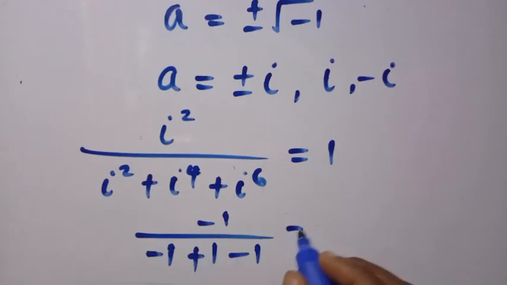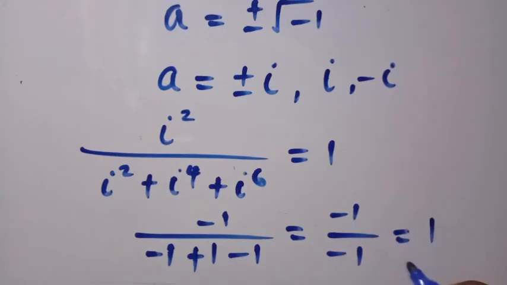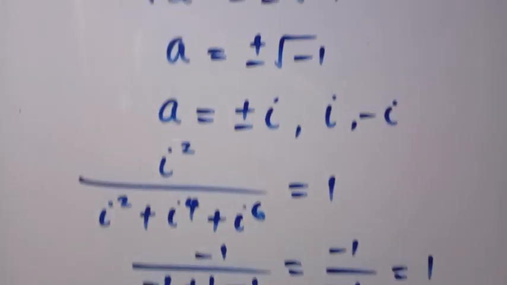And from here we have minus 1 divided by minus 1 plus 1 minus 1. That gives us minus 1. And minus 1 divided by minus 1 gives us 1. So it means that i satisfies this, and surely if we test minus i, it also satisfies this problem. And this is how to solve this.